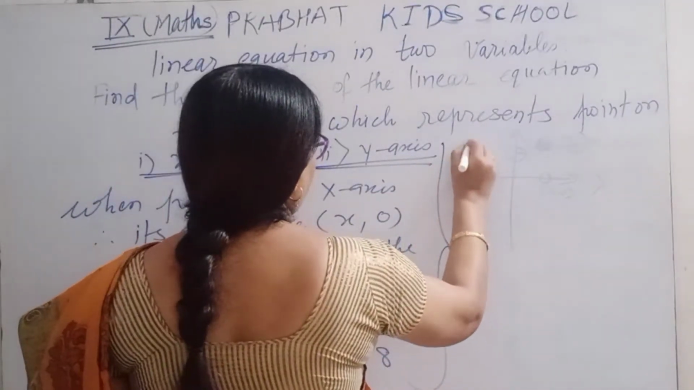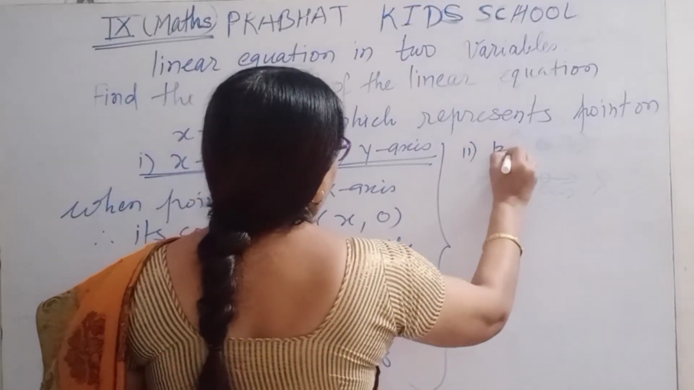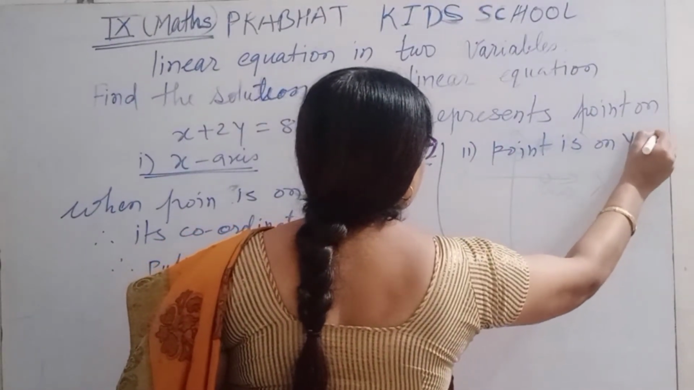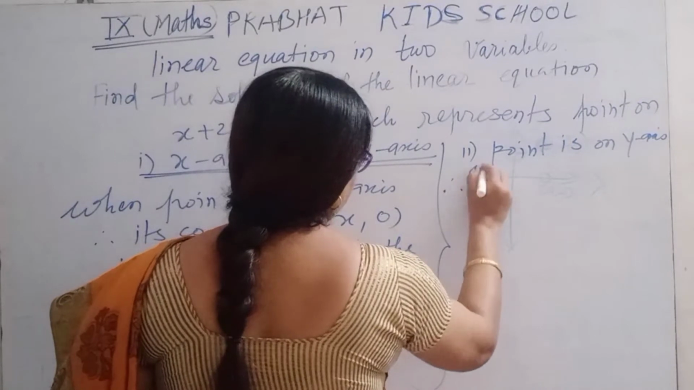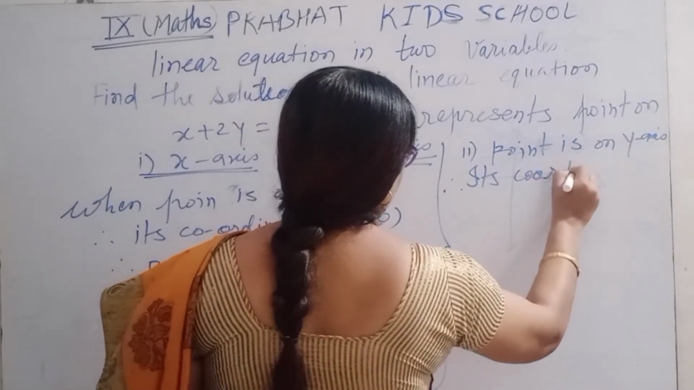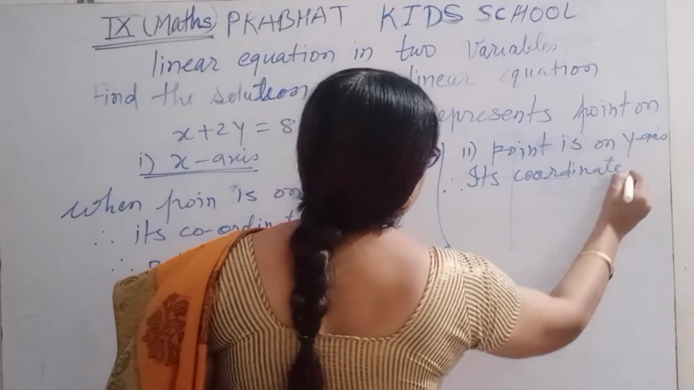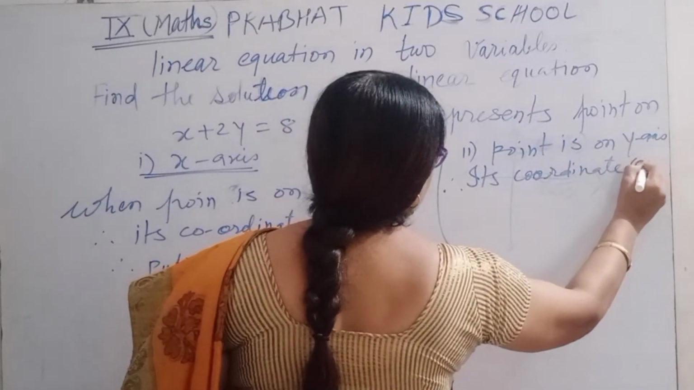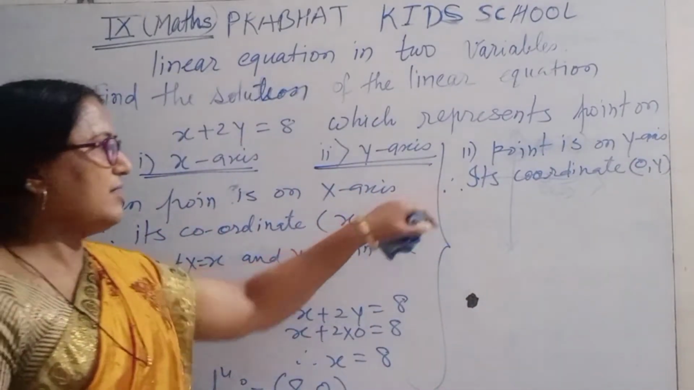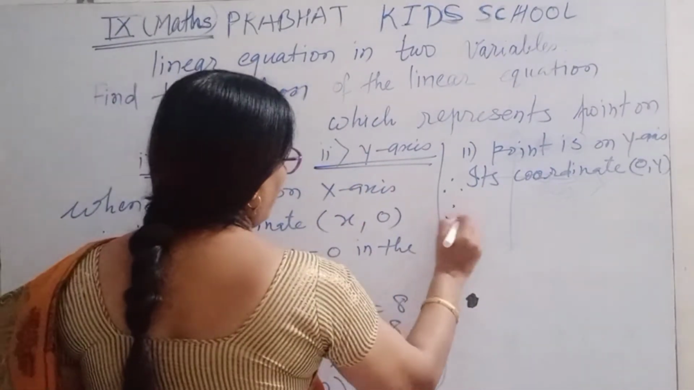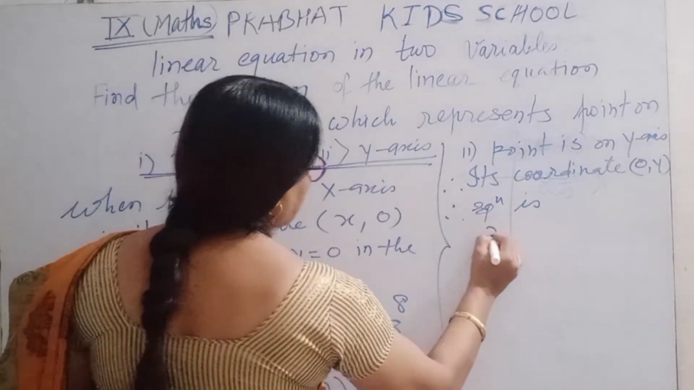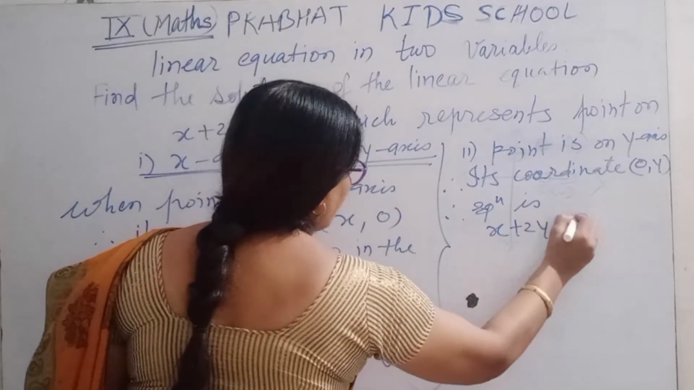Point is on y-axis. Therefore, its coordinates are what? 0, y, because the point is on the y-axis. Therefore, the equation is x plus 2y is equal to 8.